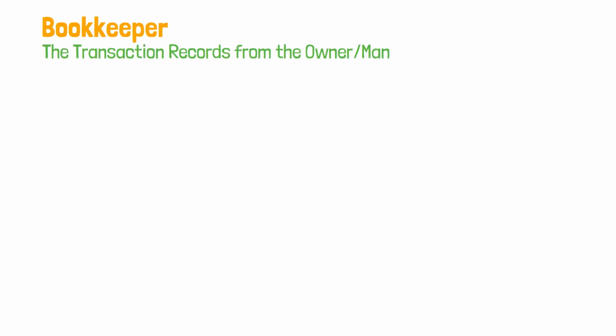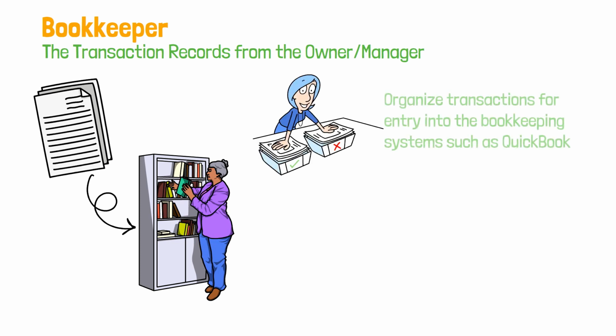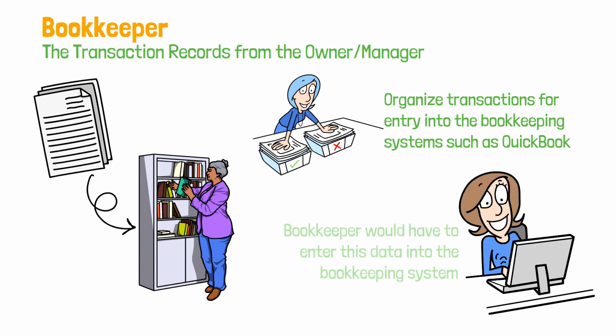The next role we will consider is that of the bookkeeper. The transaction records from the owner or manager are the inputs to the bookkeeping function. The bookkeeper's job then is to first organize these transactions for entry into the bookkeeping system. That is, in case they are not already in that system, such as QuickBooks or some other accounting software. Secondly, and assuming these records are not already in some accounting software, then the bookkeeper would have to enter this data into the bookkeeping system either manually or through some automated fashion.